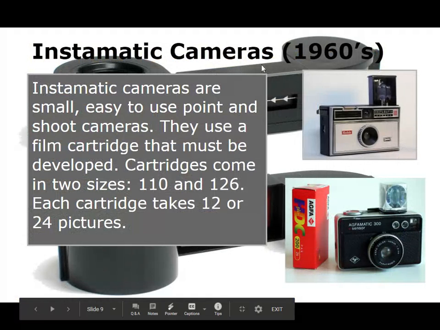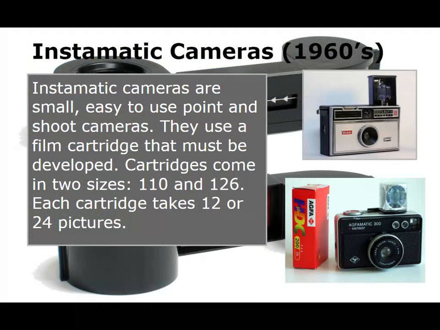Okay, Instamatic cameras. These are not the same thing as instant cameras. Instamatic cameras are small, easy to use point and shoot cameras. They use a film cartridge that must be developed. Cartridges come in two sizes, 110 and 126. Each cartridge takes 12 or 24 pictures.